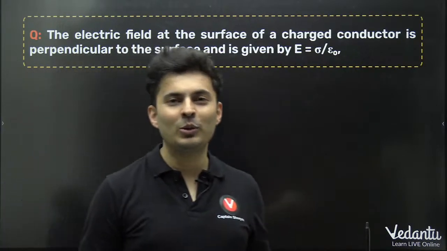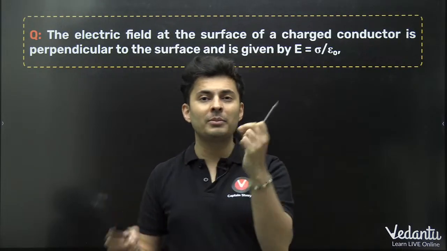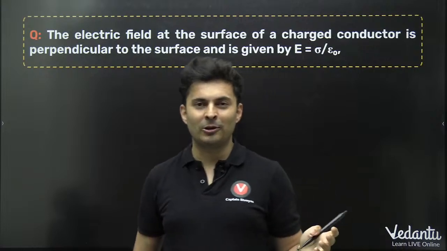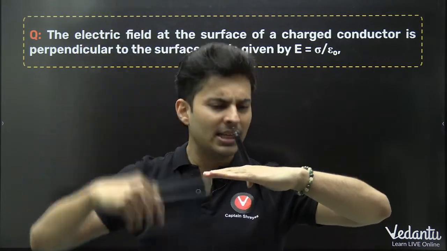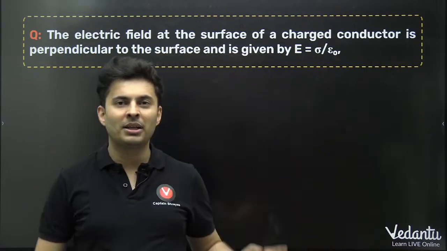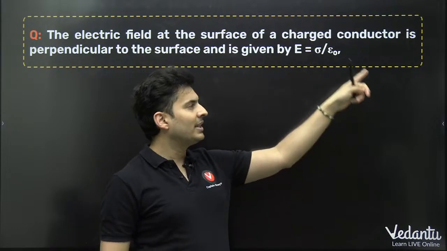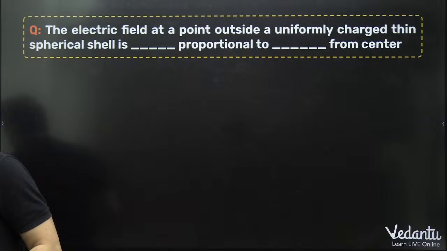There is no 2 in that formula. If it's a sheet, both the sides it will go, both means 2, so sigma by 2 epsilon. If you take the surface of a conductor, outside it is there, inside it is not there, only one side it is going, so there is no 2 in the formula, there is only 1 in the formula, sigma by epsilon, that's it. That's how you can remember it.